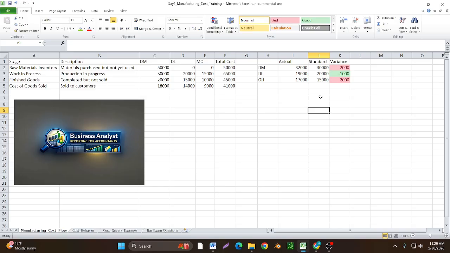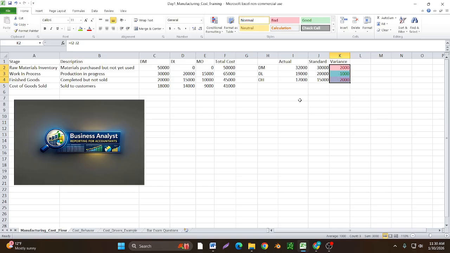Now we can see the differences numerically. For example, material variance is 2,000, and that is highlighted red as unfavorable. We spent more than what was expected. The labor variance was good, and this was very favorable, and we spent less than expected. Overhead is 2,000, which is also unfavorable.